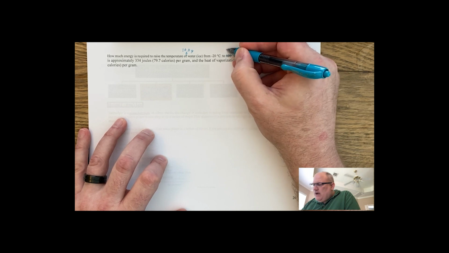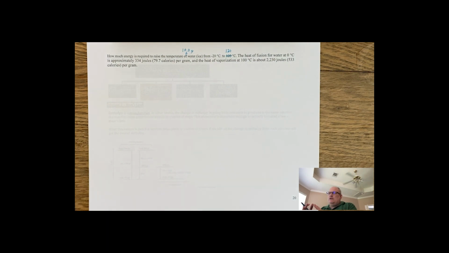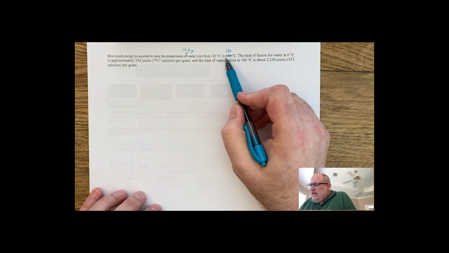I don't want to stop at 100. I want to stop at 120 degrees, because we know that at 100 degrees is when water changes state from a liquid to a gas. So I didn't want to get right to that point and then not worry about calculating out the temperature change.